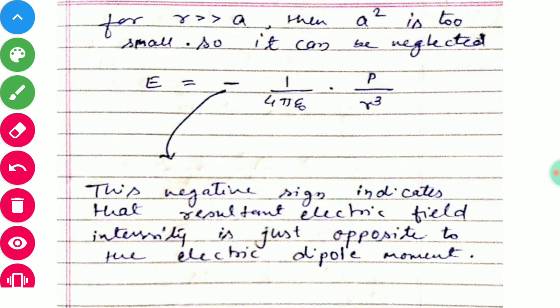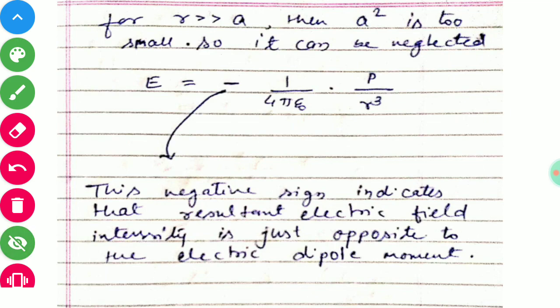Now again for the condition r is greater than a, a square is too small as compared to r square, so it can be neglected. So the resultant electric field is equal to minus 1 by 4 pi epsilon naught into p by r cube. Now you may think about how the minus sign comes. This negative sign indicates that the resultant electric field intensity is just opposite to the electric dipole moment.